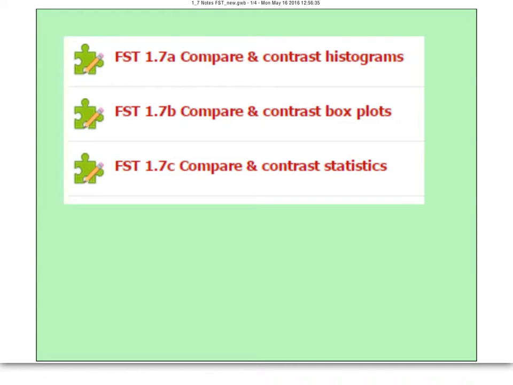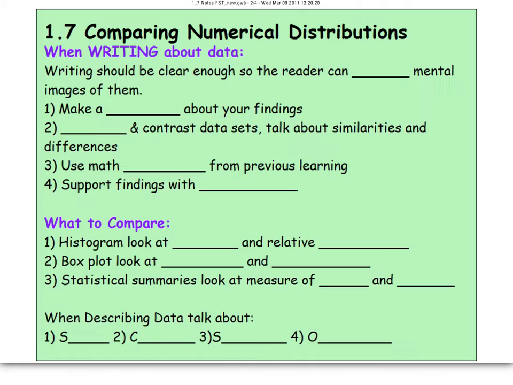In 7.1, we're going to talk about how to write about statistics. So the three learning objectives are: how do you compare and contrast when you're asked to look at a histogram, a box plot, and statistics. So let's take a look.